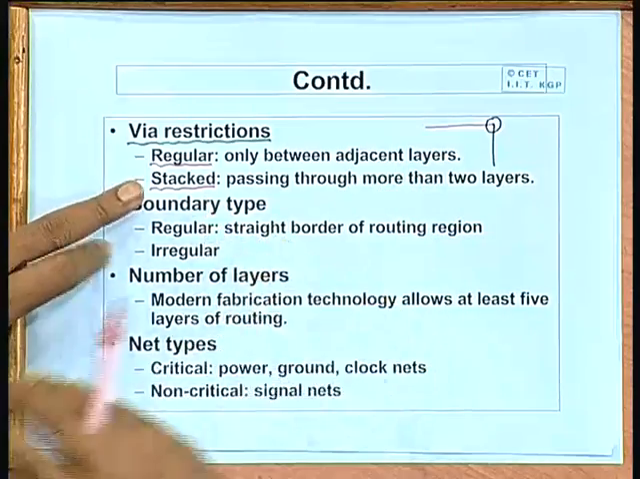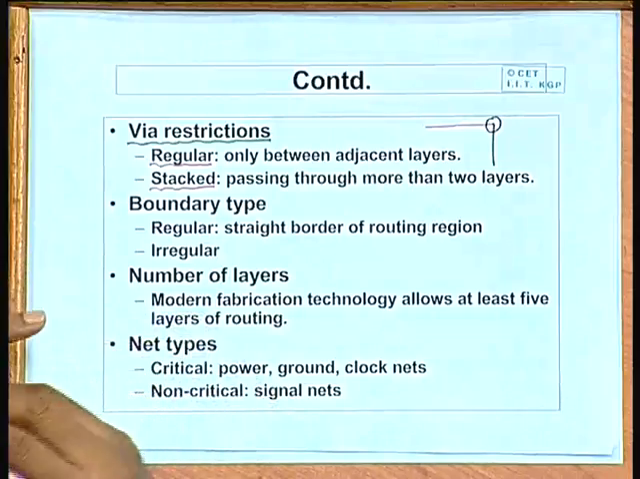So, suppose you want to connect a metal line with the diffusion or the polysilicon line, then you may have to drill down deeper to get access to the layer beneath, down below. So, that will be a stacked via.